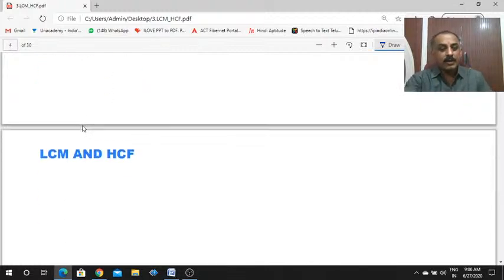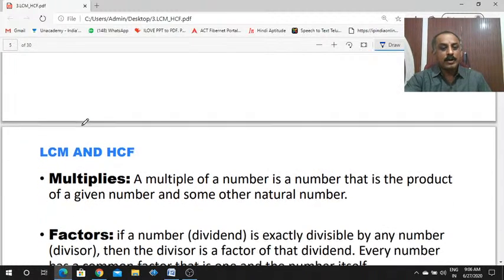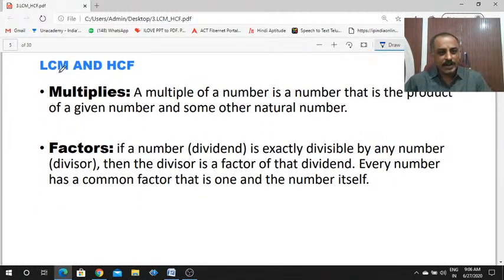First of all, take the multiplier. In LCM, first take the last letter M. M means multiples. What is the meaning of multiples? Any number multiplied by natural numbers gives the multiples of the given number. For example, the multiples of 3 are 3, 6, 9, 12, 15, 18. These are known as multiples of 3.